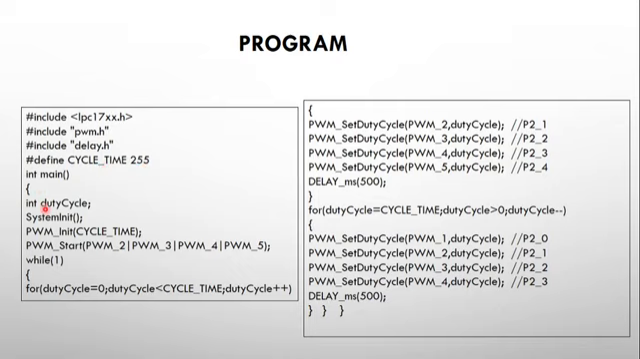Coming to the main function, we are initializing an integer, duty cycle. The duty cycle is used to track whether we start from 0 and increase the brightness, or we go to the maximum value and decrease the brightness. SystemInit is used to initialize the internal clock in the ARM processor. Next, we initialize the PWM with the cycle time. As I told you, it is being controlled by 8 bits, so it is from 0 to 2 power 8, that is 0 to 255, for a total of 256 levels.